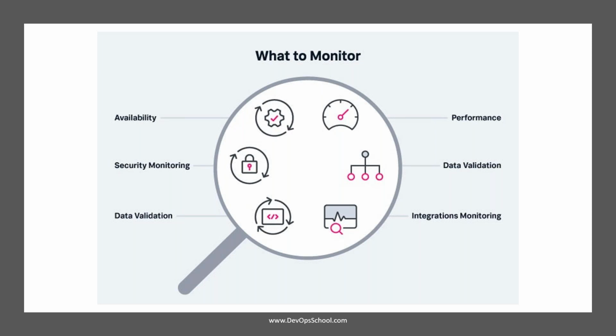Again, we want to monitor for availability of the applications. We want to monitor for security monitoring. We do data validations. We do performance monitoring and integration monitoring. Availability means whether the system is up and running or not. Security monitoring means whether the system is secured or not. Performance monitoring, data validation, integration monitoring, and so on.